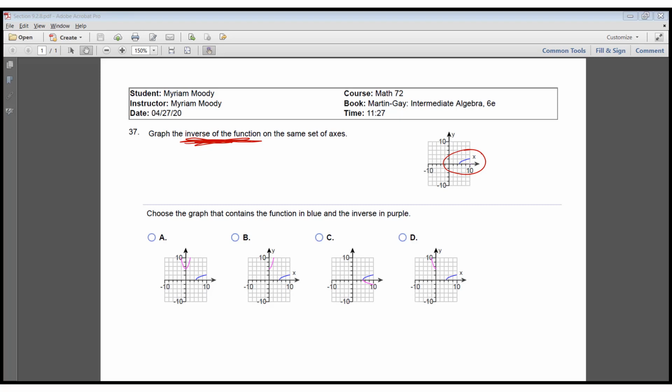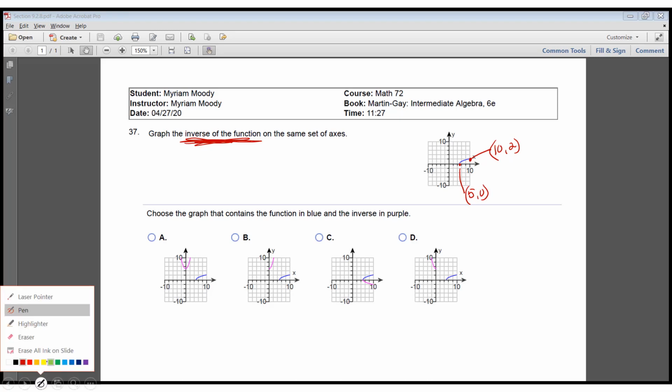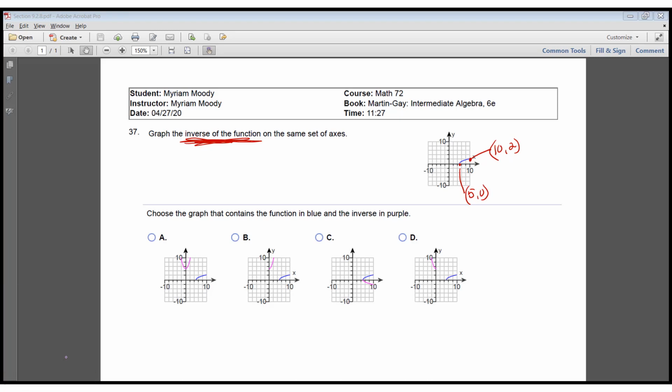So if I pick a couple of points, this point, and let me erase so I've got a little more clarity. This point right here looks like the point 10, comma 2. And this point right here looks like the point 4.5, comma 0. If they want the inverse, remember, things switch. This is the original function. The inverse will have the point 2, comma 10. So the point would be 2, comma 10. And this other point would be 0, comma 4.5.